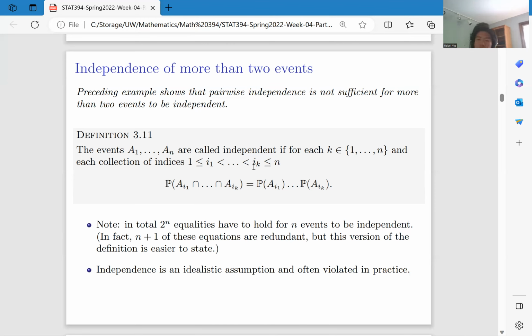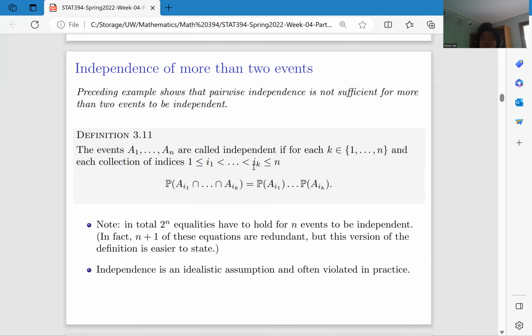That seems very tedious, a circumlocution for calculating all of them. And remember, this is only 4 events. If there are 5 events, 6 events, it goes to infinity very quickly. This is because in total we have 2 to the power of n equalities that have to hold.